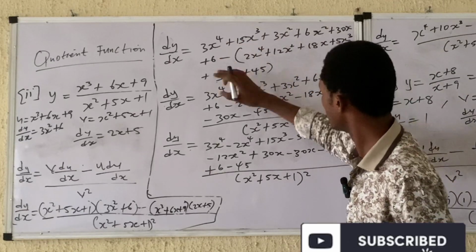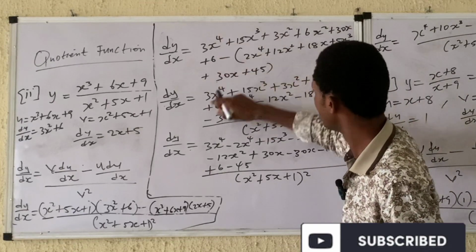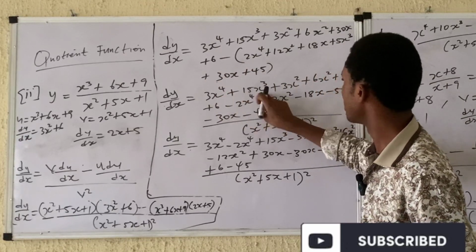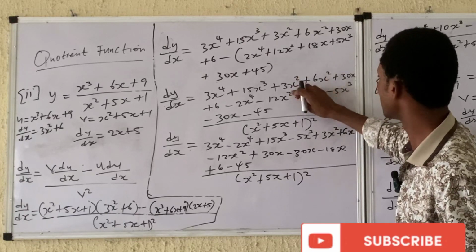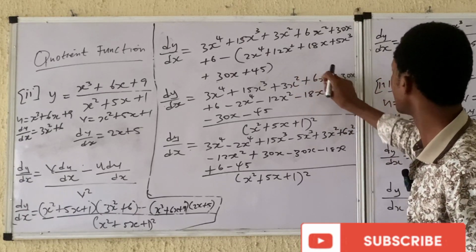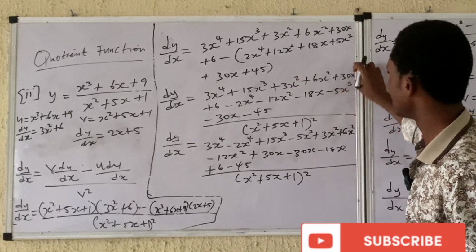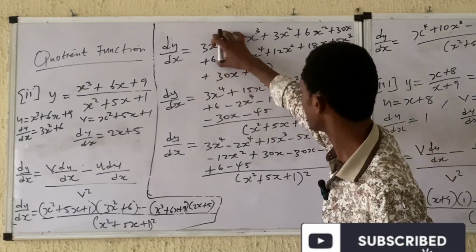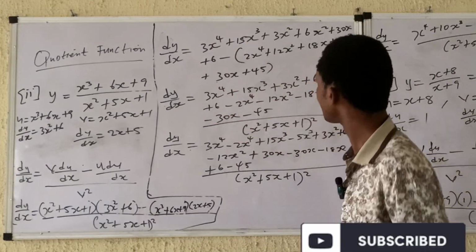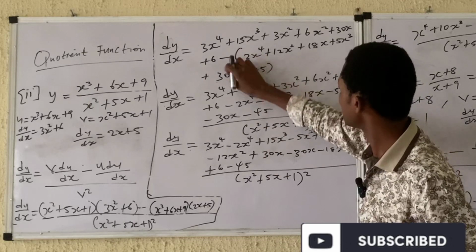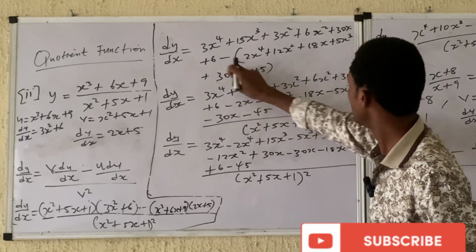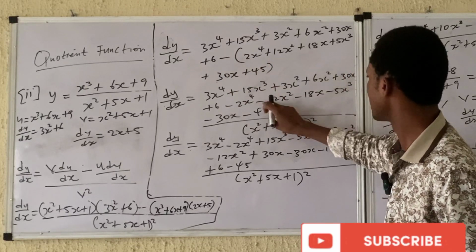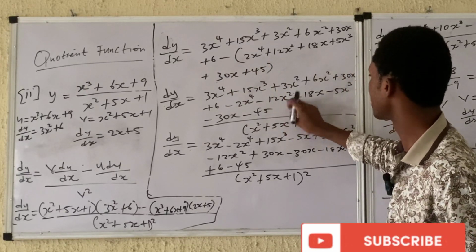Now doing that, we repeat this one here, 3x to the power 4 plus 15x to the power 3 as we got here, plus 3x to the power 2 plus 6x to the power 2 plus 30x plus 6 as we got here. Now getting to this side, the negative sign times this one gives negative 2x to the power 4. Negative sign times this one will give you negative 12x to the power 2.